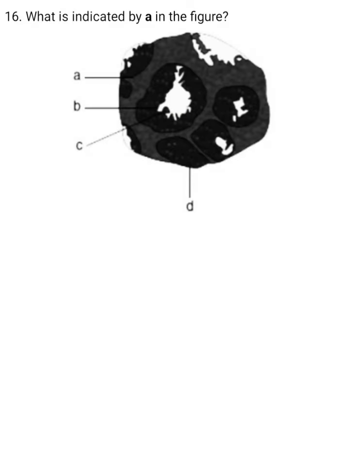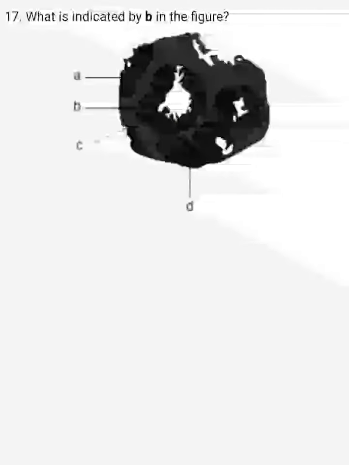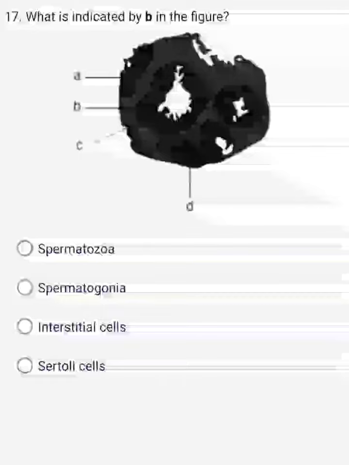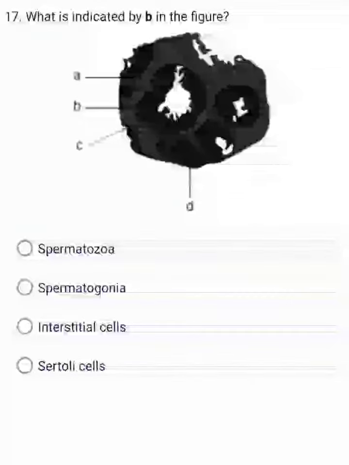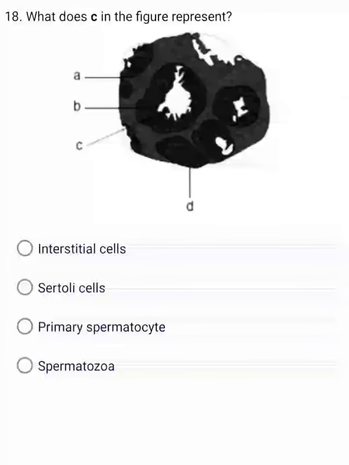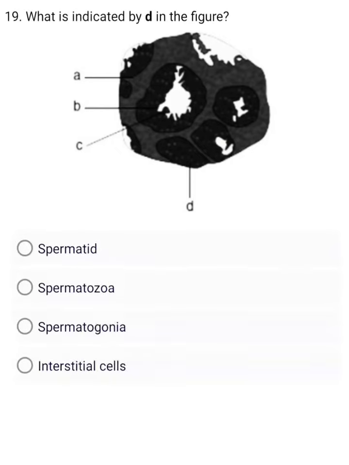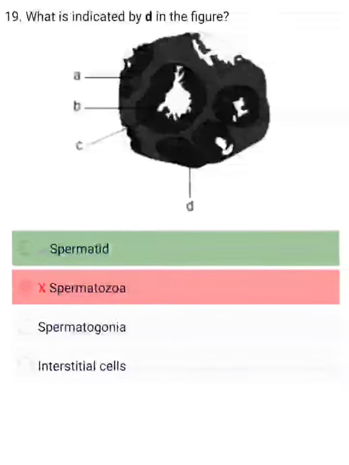Right. What is indicated by A in the figure? A. Right. What is indicated by B in the figure? A. Spermatozoa. B. Spermatogonia. C. Interstitial. Right. What does C in the figure represent? A. Interstitial cell. Right. What is indicated by D in the figure? A. Spermatid. B. Spermatozoa. C. Spermatogonia. D. Interstitial cells. Wrong.